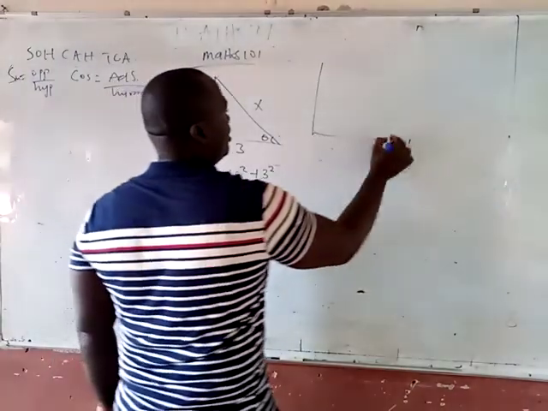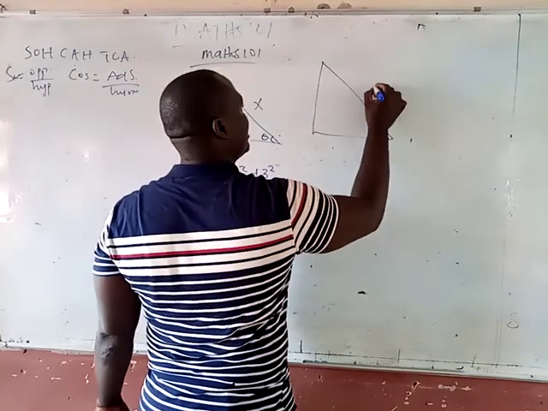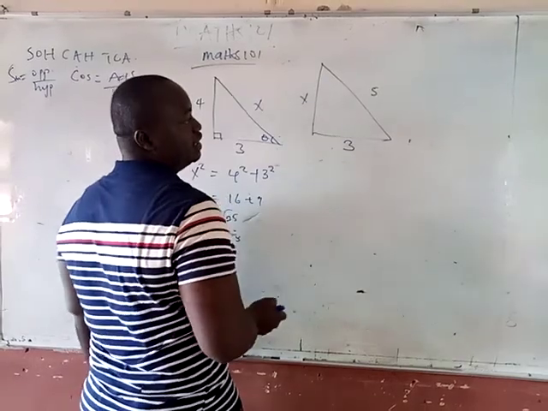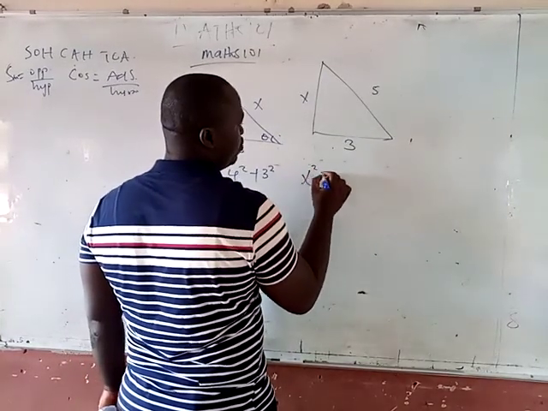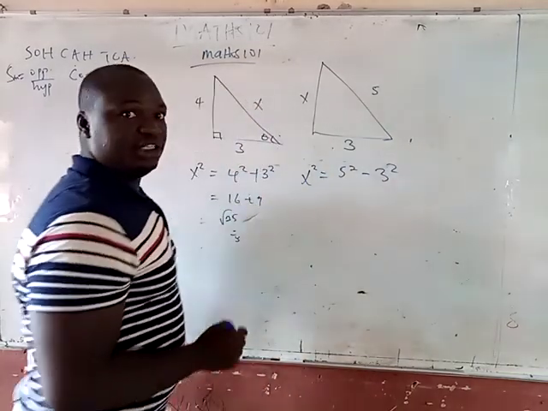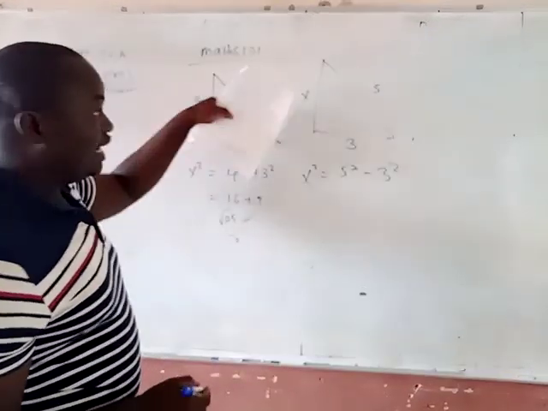But if I draw another right angle triangle, and for example here is 5, and here is 3, and I ask you to find this side. So what it's going to be is x squared is equal to 5 squared minus 3 squared. Please note that. For you to get this side.